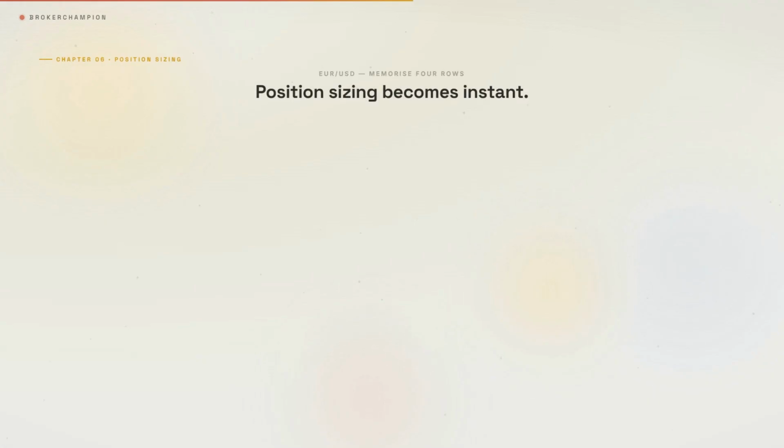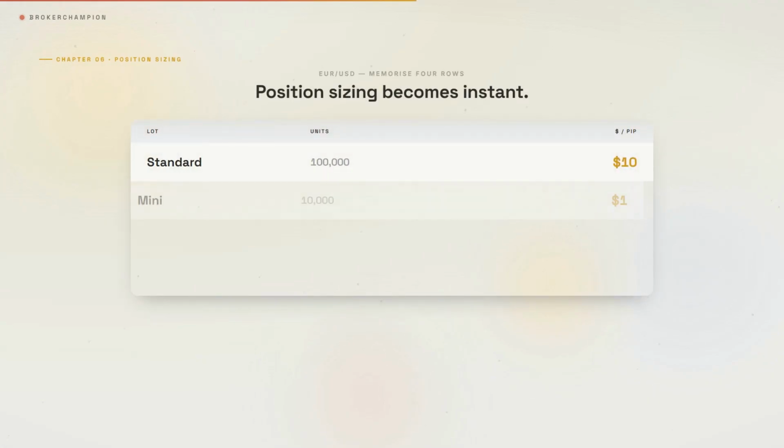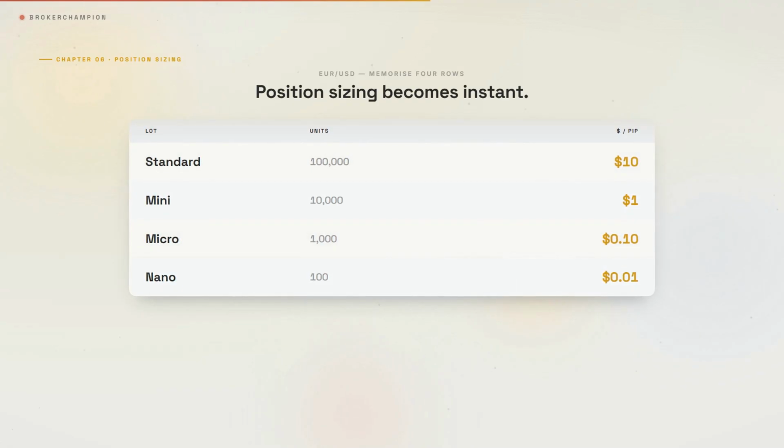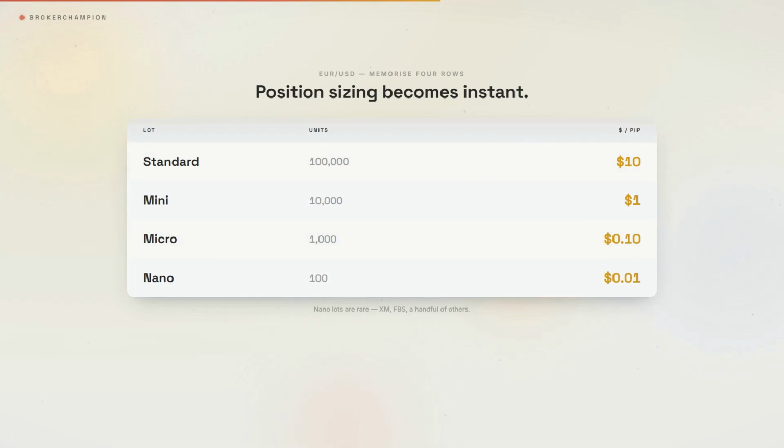Let's make this concrete. On EUR/USD, memorize 4 rows and position sizing becomes instant. Standard lot, 100,000 units, $10 per pip. Mini lot, 10,000 units, $1 per pip. Micro lot, 1,000 units, 10 cents per pip. And nano lot, 100 units, 1 cent per pip. Though nanos are rare outside brokers like XM and FBS.